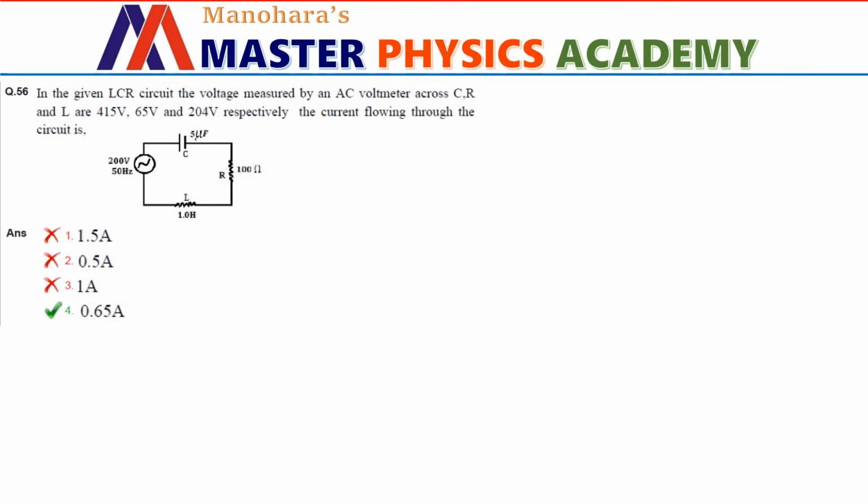In the given LCR circuit, the voltage measured by an AC voltmeter across C, R and L are 415 volt, 65 volt, 204 volt respectively. The current flowing through the circuit is. So here we need to find the current flowing through the circuit. No need to get the reactance values for capacitance and inductance. There is an easy way to solve this.